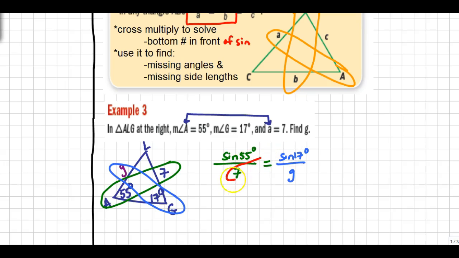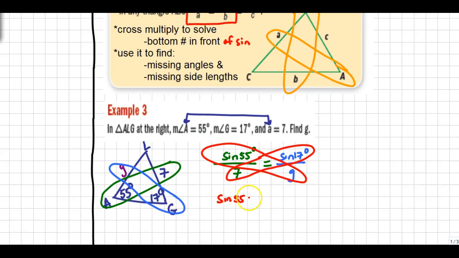When you cross multiply, you're simply going to multiply the number on the bottom by whatever sine it is that you've got, and you're going to do that twice. Now it doesn't really matter which pair you start with. Most of the time I see kids trying to use the variable on the left-hand side. That's where students are most comfortable, so that's what we're going to do here. Now we need to do G times the sine of 55.